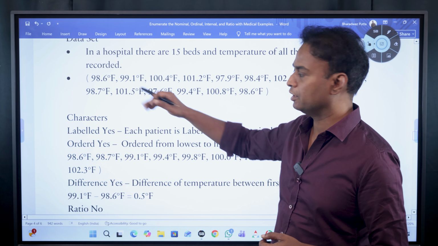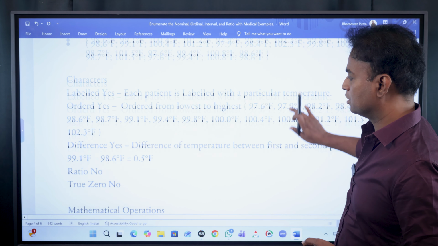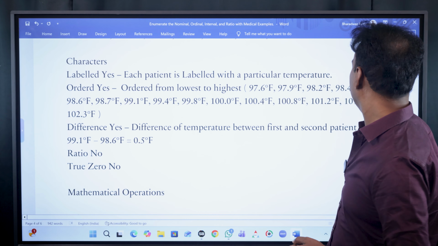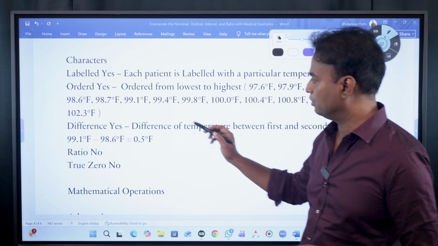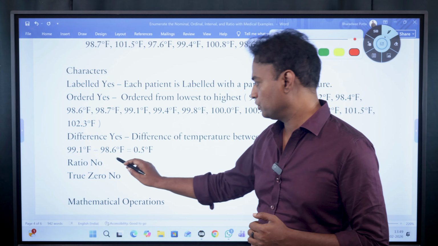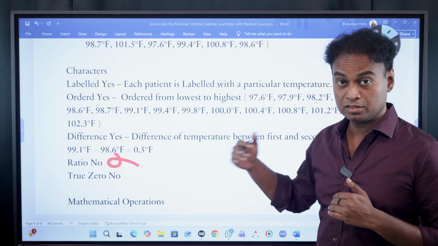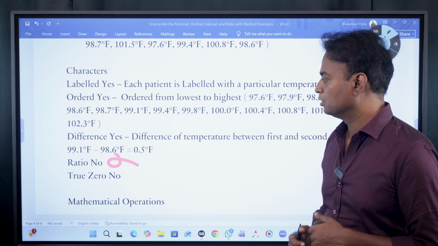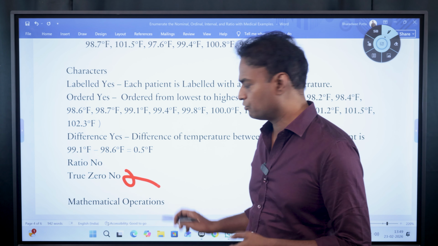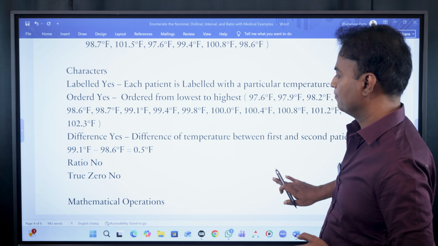98.6 minus 99.1 for these two patients. So in interval scale, what you can do is you can find the difference. The character of difference is present. Can you find the ratio? No, you cannot find the ratio. Even if you find the ratio, it is not valid because the temperature doesn't have true zero. That's the reason you cannot find the ratio, and true zero is not there for temperature. This kind of data set you will not have true zero.